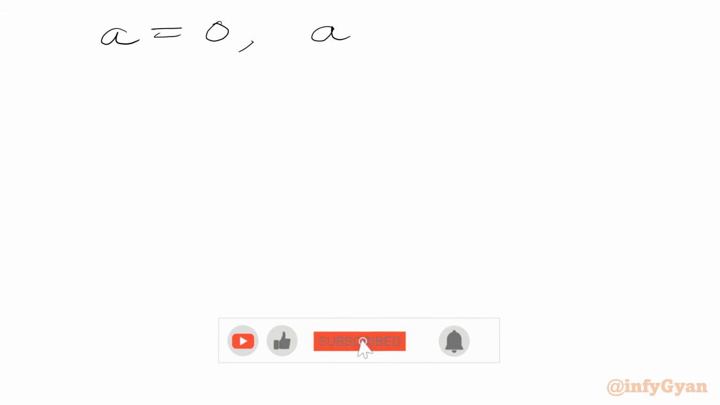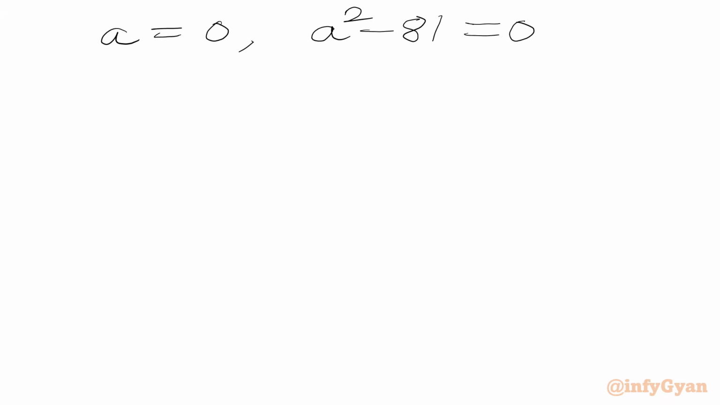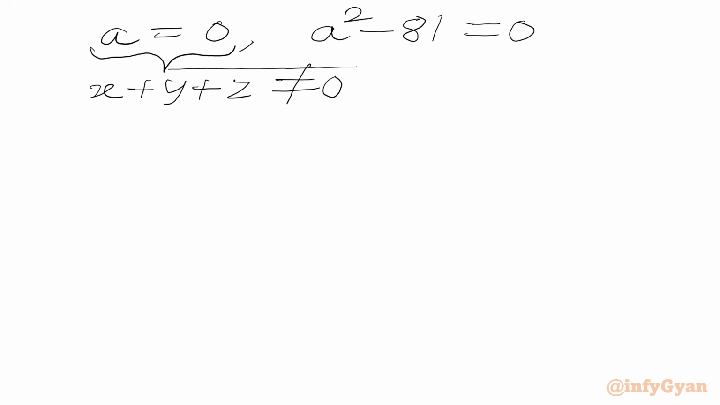So I can write here either A equal to 0 or A square minus 81 equal to 0. If x, y, z are positive reals, then A cannot be equal to 0. A is x plus y plus z. So as per condition, x plus y plus z cannot be 0. So this equation is rejected.